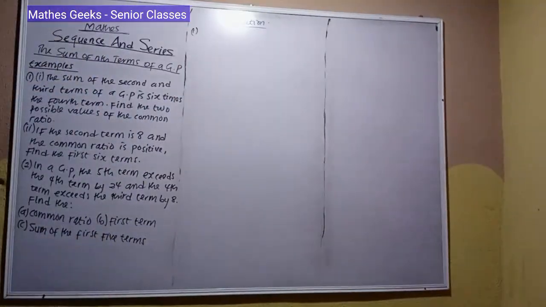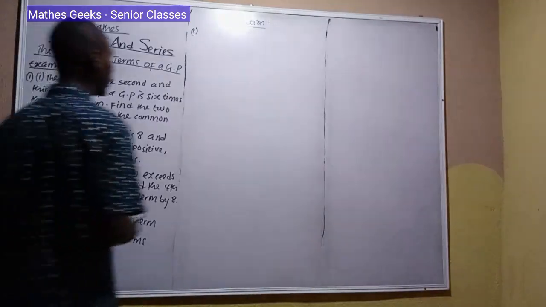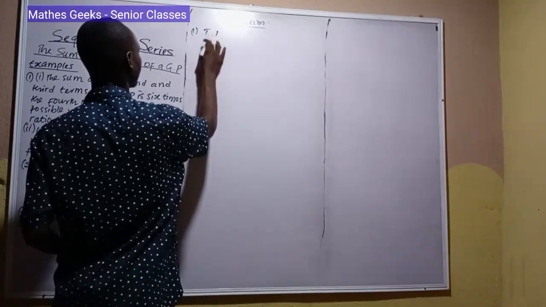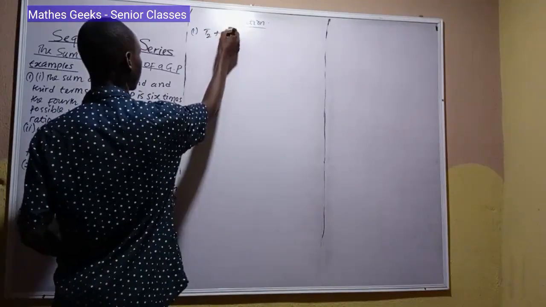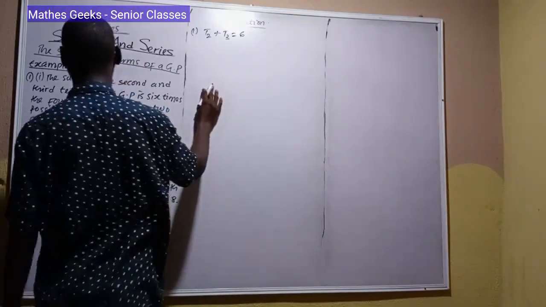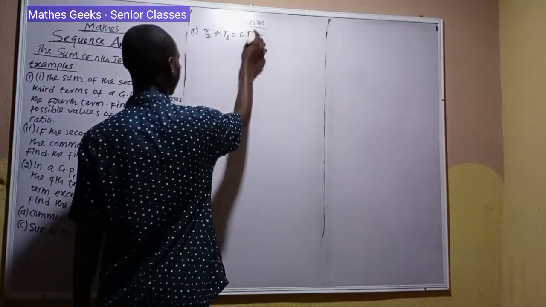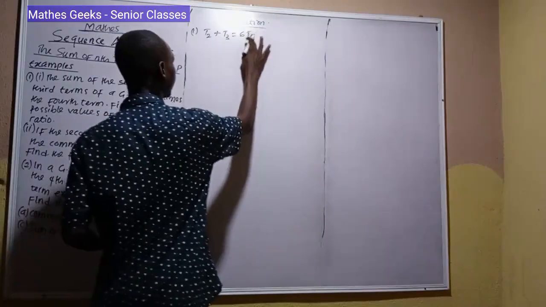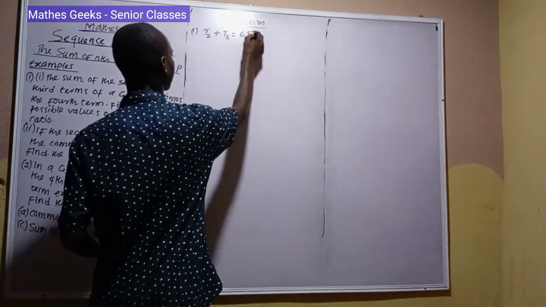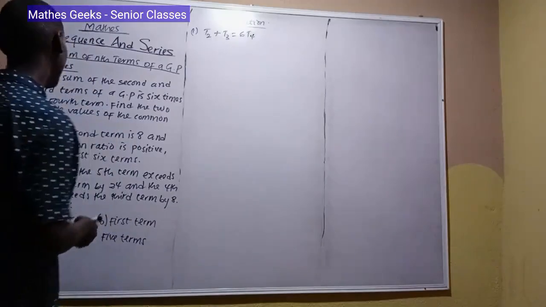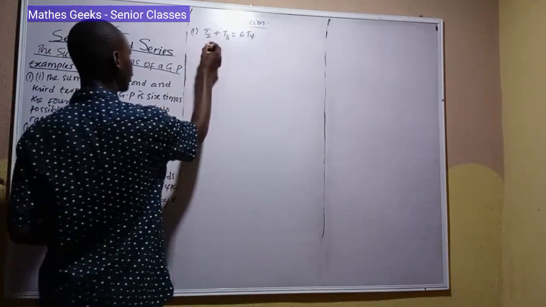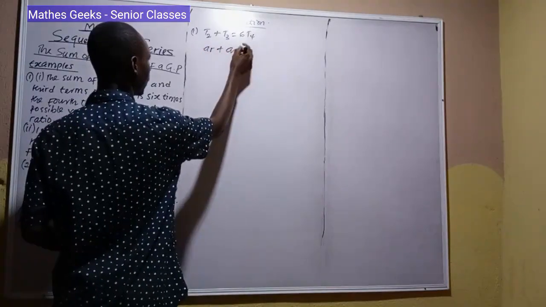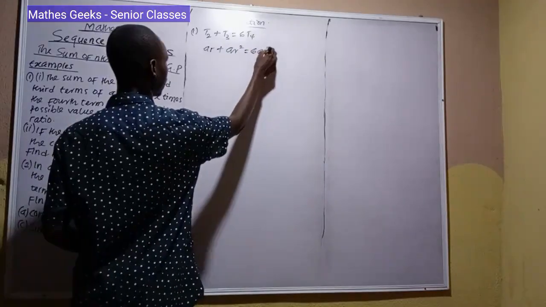Number 1: the sum of the second and third terms of a GP is 6 times the third term. So let's get the sum of the second, T2 plus T3, which is 6 times T3 plus 6 times T4. Find the two possible values of the common ratio.